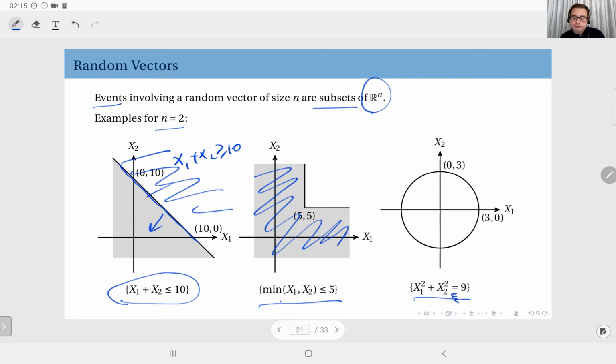So the set described by this event is just the circle, okay? Not the outer region, not the inner region. They are excluded because we have equality. So just the circle is the event here. Unless you have some probability mass lying exactly on the circle, the probability of this event would be 0 if you have a continuous distribution on this two-dimensional space.